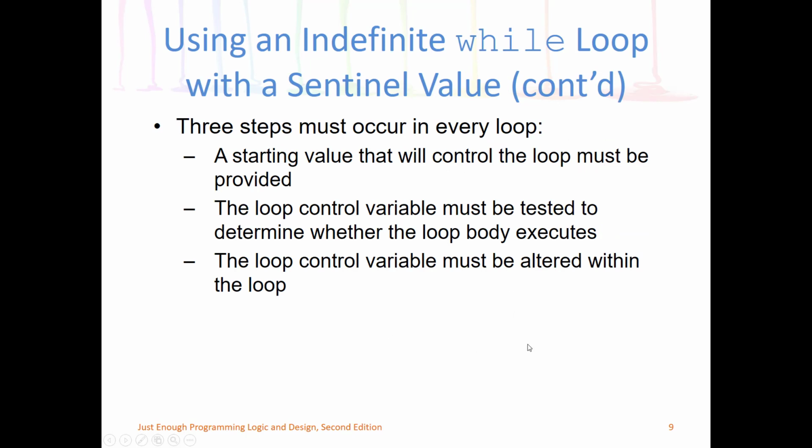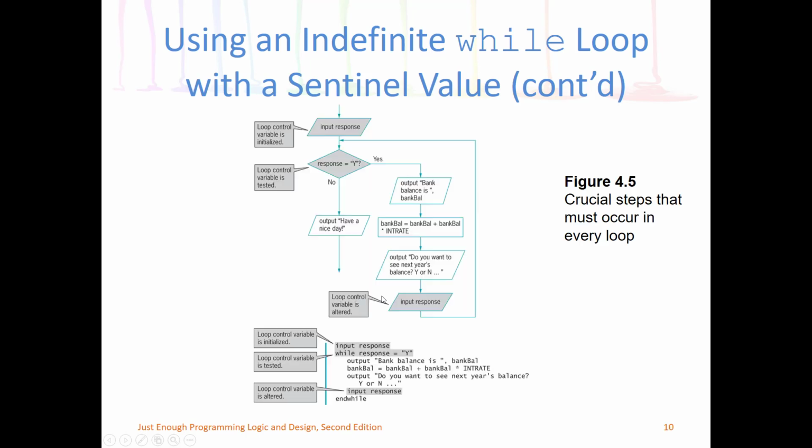So here again, they're just going over this. They're going to use an example of a sentinel value instead of a number. A starting value that will control the loop must be provided. It's the same idea, it's just a different value. So here we go, input response. So now what's driving this loop control variable, which is a response, is coming from the user. So response equals the string yes, quote, close quote, yes.